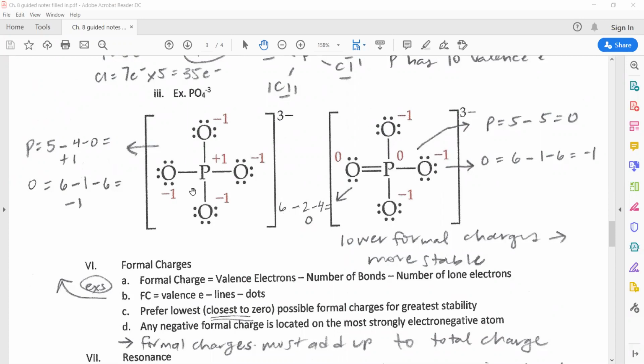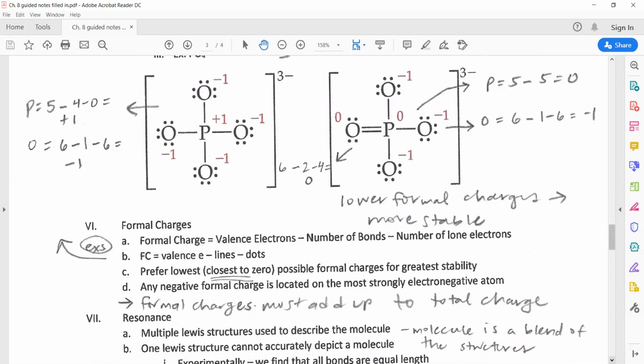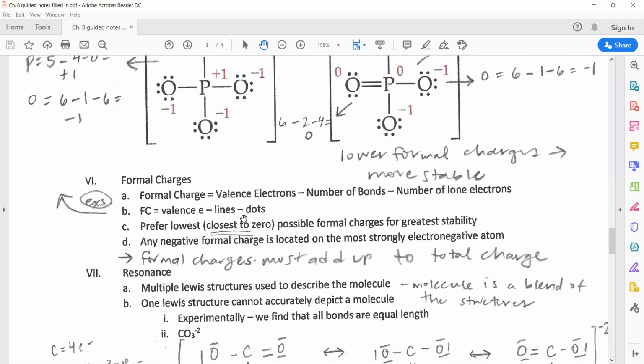That's not the difference. The difference is that there are some zeros here that had charges in the other one. So this right picture is a better, more stable Lewis structure, and it's what the compound actually looks like in real life. So lower formal charges means that you are more stable. We now know how to find the formal charges, and it helps us compare two different Lewis structures.